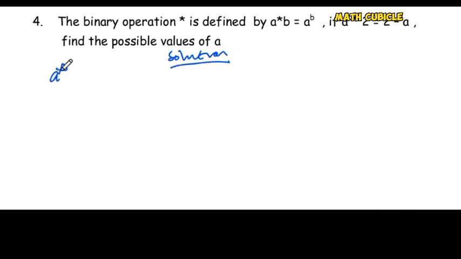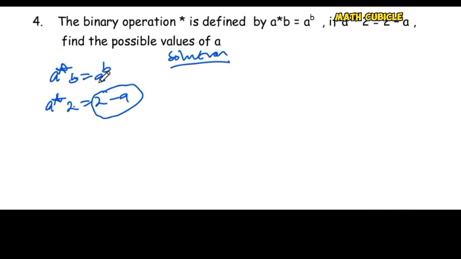A operation B, we are given, is equal to A raised to the power of B. Now if A operation 2 is equal to 2 minus A, what this means is A is holding A, B is holding 2. They are placeholders, so wherever we see A, we plug in A, wherever we see B, we plug in 2. And we equate it to 2 minus A, then we solve it accordingly.